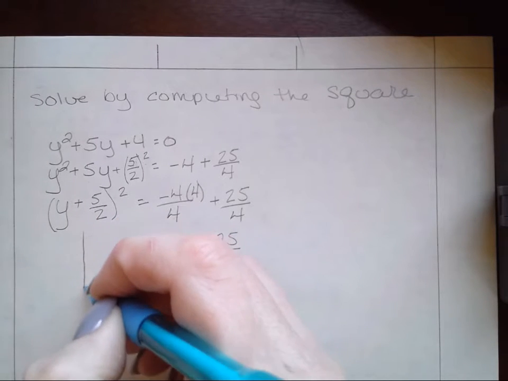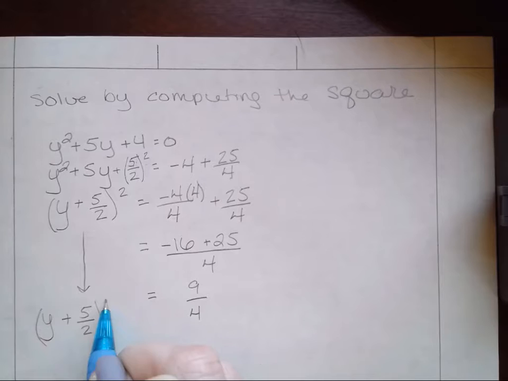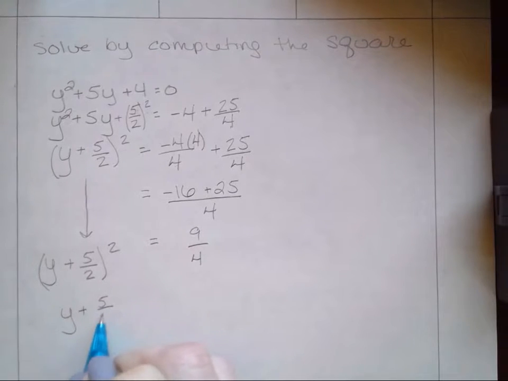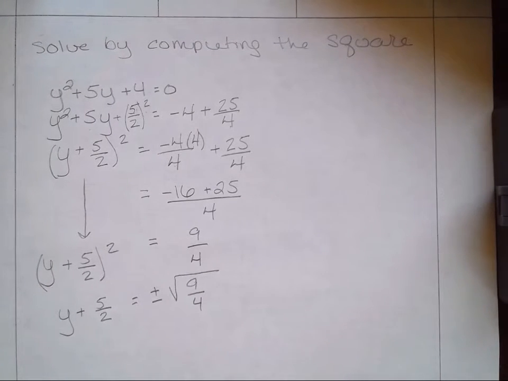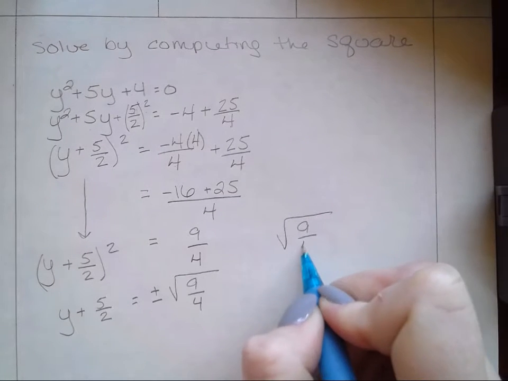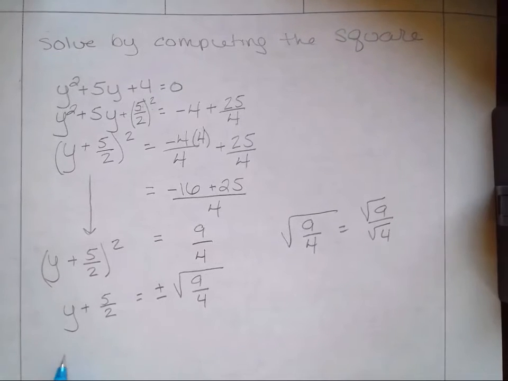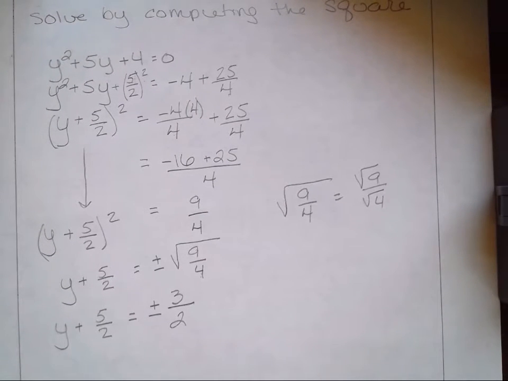I'm just going to carry the left side of the equation down. Y plus 5 halves squared. We need to take the square root of both sides. So y plus 5 halves is equal to the positive or the negative root 9 fourths. Side note, if we remember that the square root of a quotient is equal to the quotient of the square roots, so we have y plus 5 halves is equal to plus or minus the square root of 9, which is 3. The square root of 4 is 2. So we have y plus 5 halves is equal to plus or minus 3 halves.